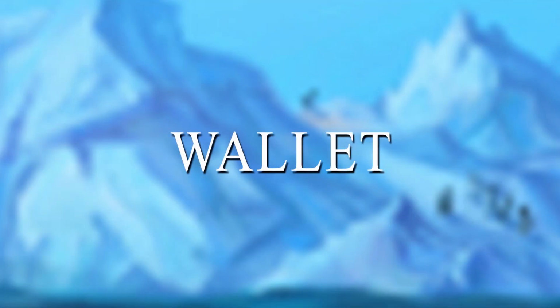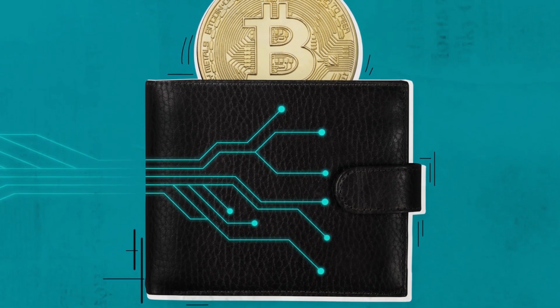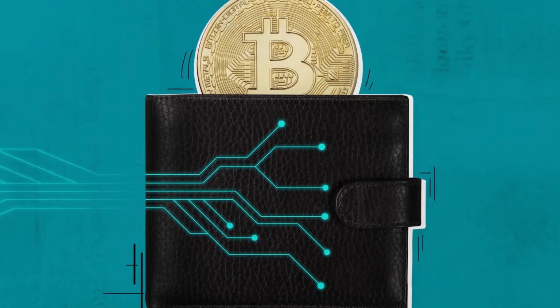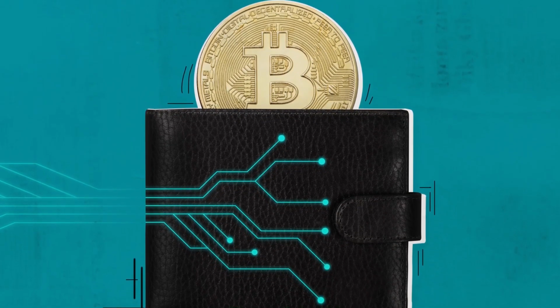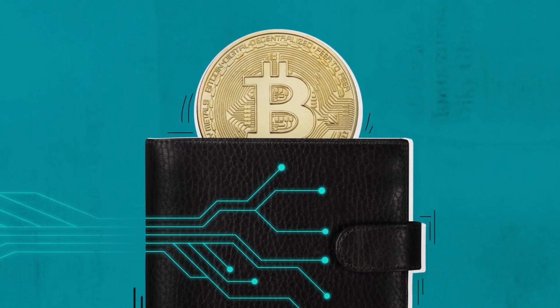A crypto wallet. A crypto wallet is used to store your currency. There are various different types of wallets, but we'll get into that further into the video. A wallet is unique to the user and can only be accessed if you know the private key or seed phrase.